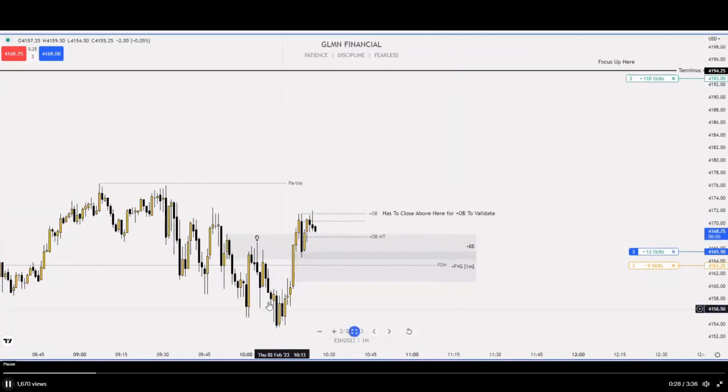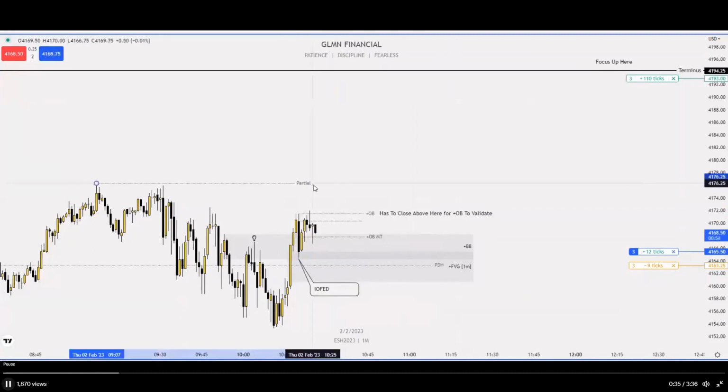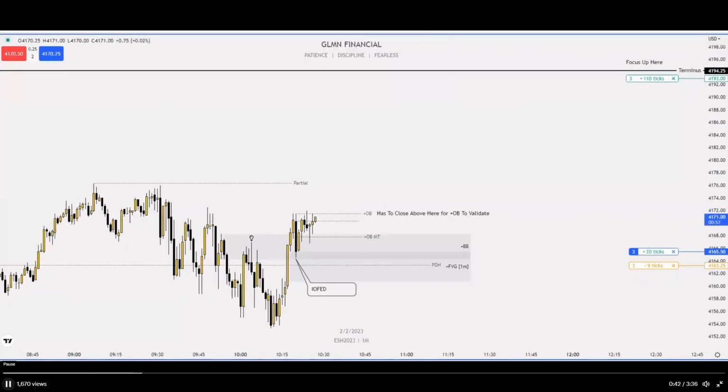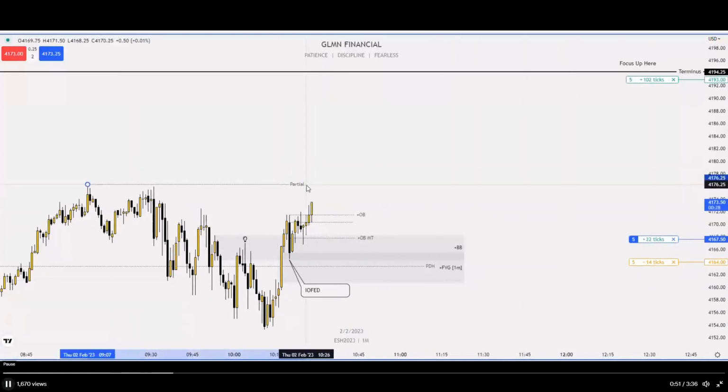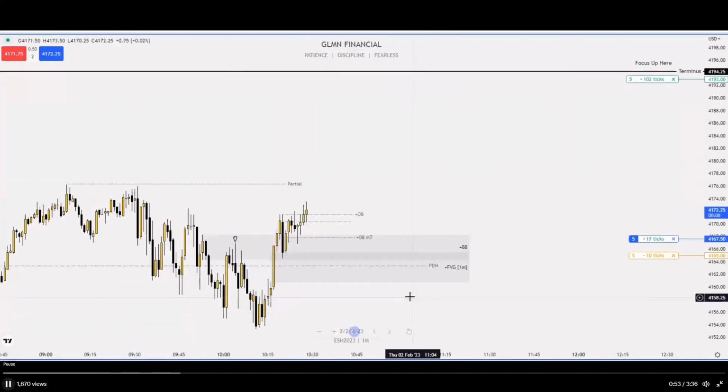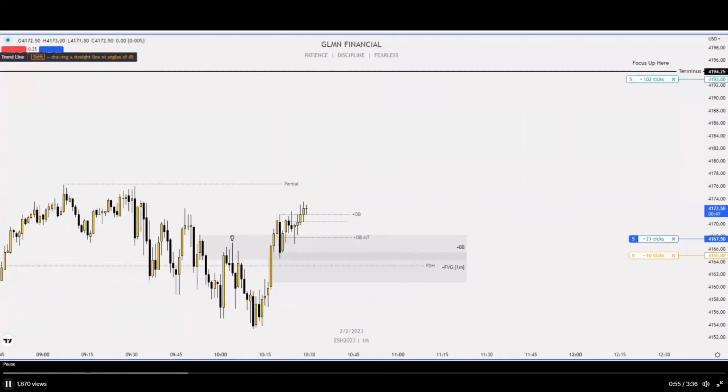But you'll see that. Just identifying the IOFED. Notice how it's just playing around the high. Now at this point, this is where I'm going to start adding. Yeah, right there. I just added 2 more, and I think I add 1 more too on a test. When it comes down into that order block open and low, that's when I'm going to add more. I think I add 1 more right here when it dips back in. Right there. Yep, just added another one.